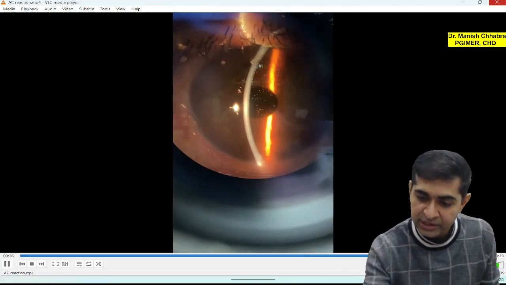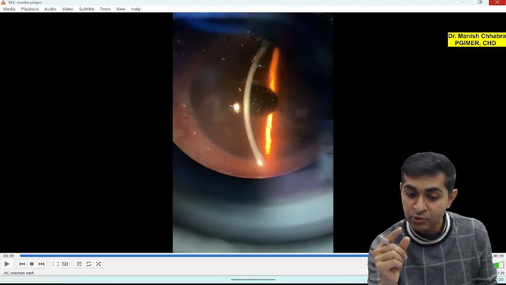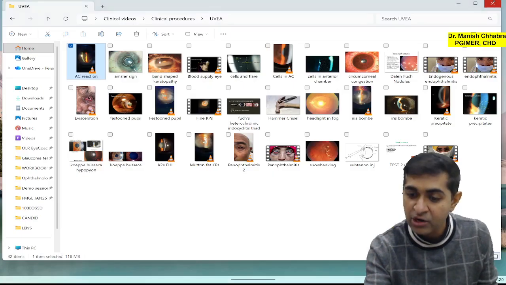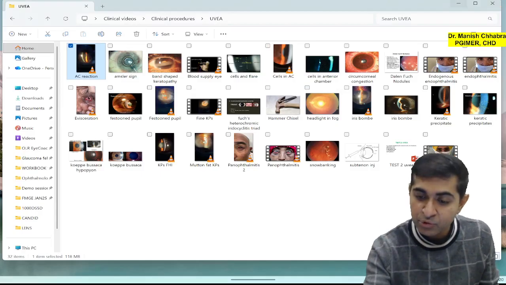And you can see the pupil is constricted. However, there are no synechiae, there is no irregularity, but the pupil was constricted.